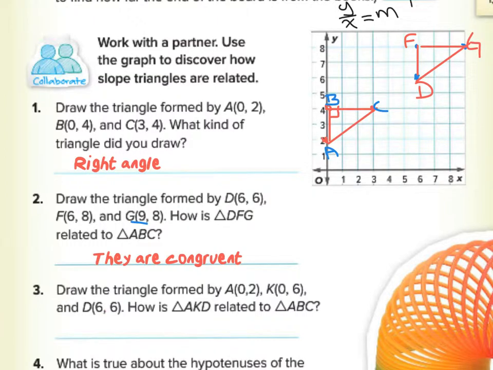Now draw the triangle formed by A 0, 2, K 0, 6, and D 6, 6. Okay, let's do that triangle now. I went ahead and marked them. 0, 2, there's my 0, 2. 0, 6, there's my 0, 6, and 6, 6.